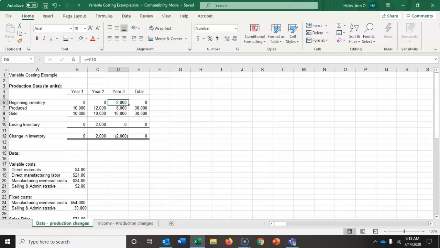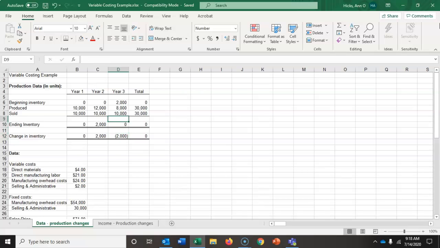Year three, we'll start year three with what we ended year two with, the 2,000 units. We will assume that we produced only 8,000 units, but yet we sold 10,000, thereby resulting in 0 inventory at the end of the year, a decrease in inventory of 2,000.